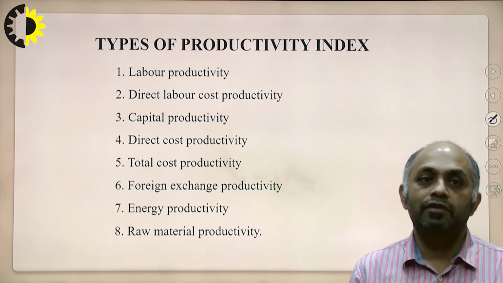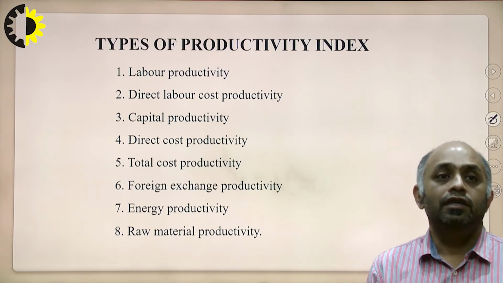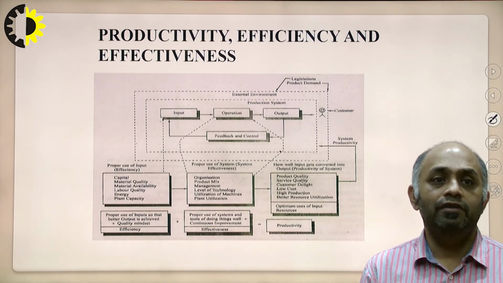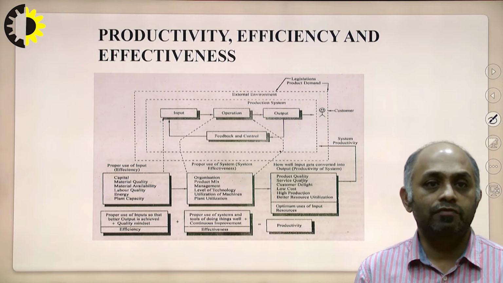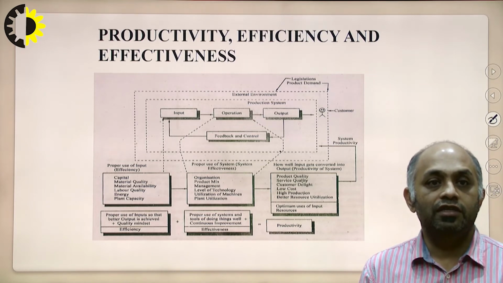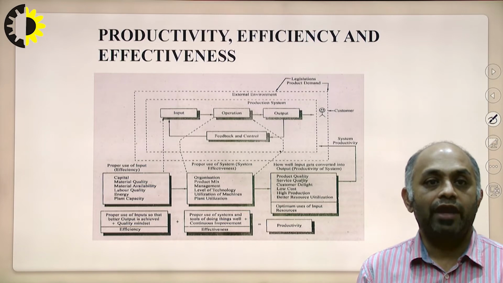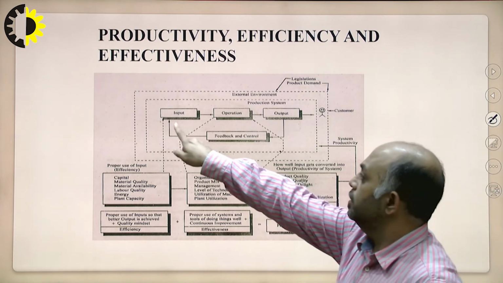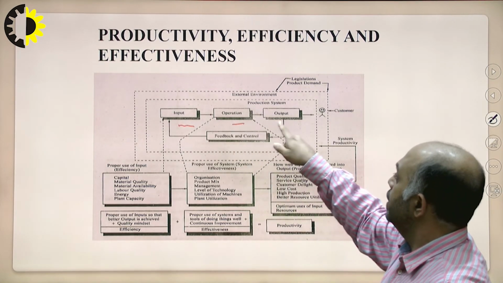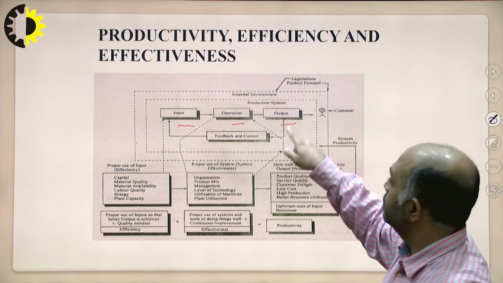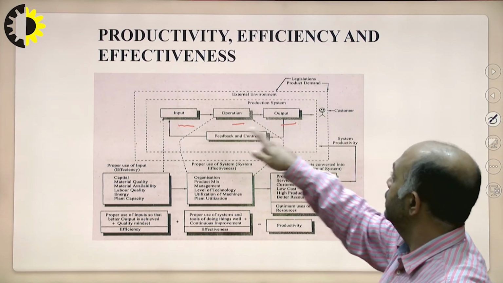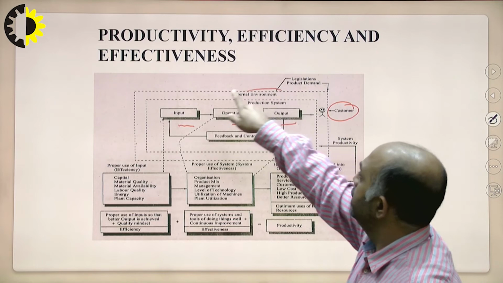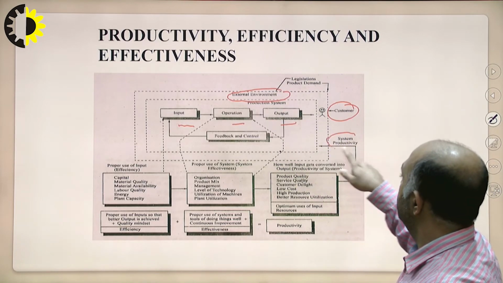So, we will be coming to the measurement now. We will see how these terms are used and how they are measured. This is a very simple diagram that talks about a production system where there is input, there is operations and there is output, and there is a feedback and control that also works here. If something goes wrong, it will go back here, right. This is the customer that we work for. This is the external environment that we are working in. This is the system productivity that comes up.